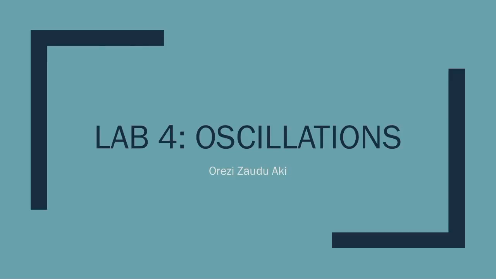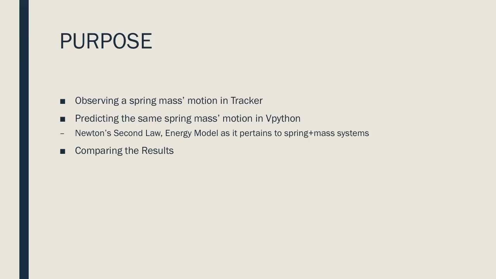Lab 4 was about oscillations. The purpose of Lab 4 was to observe a spring mass's motion in Tracker and predict the same spring mass's motion in VPython using Newton's second law and the energy model as it pertains to spring and mass systems. And then the final step was to compare the results.